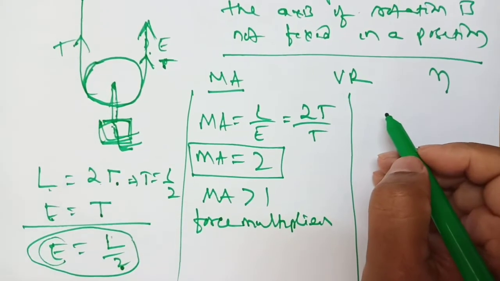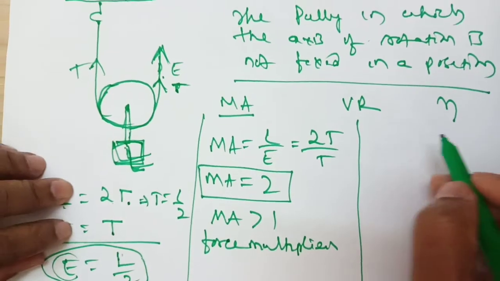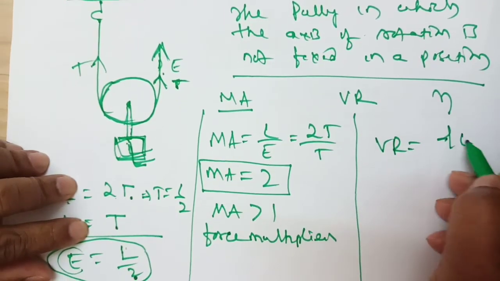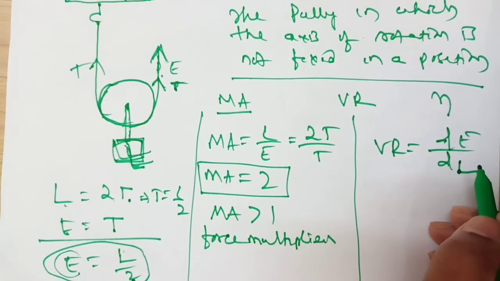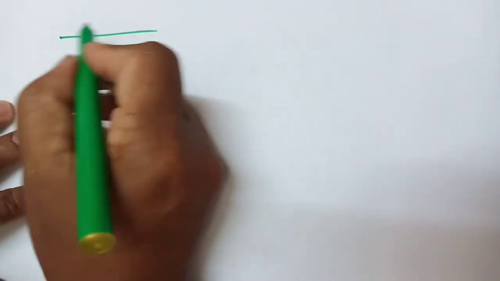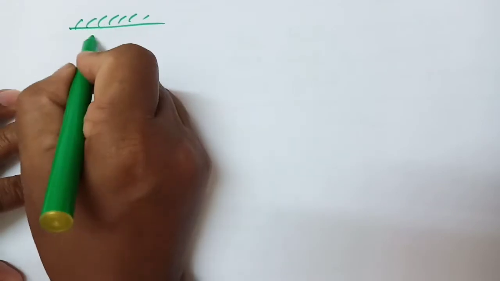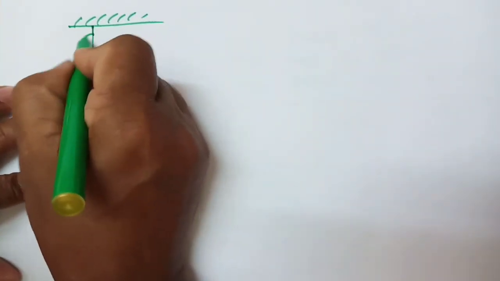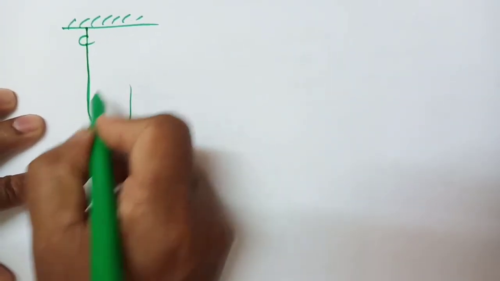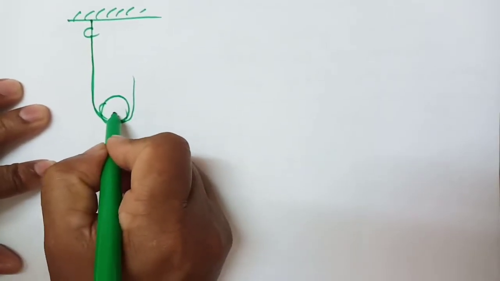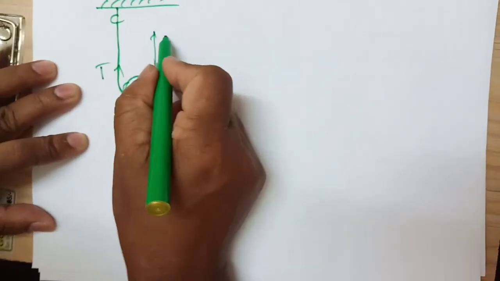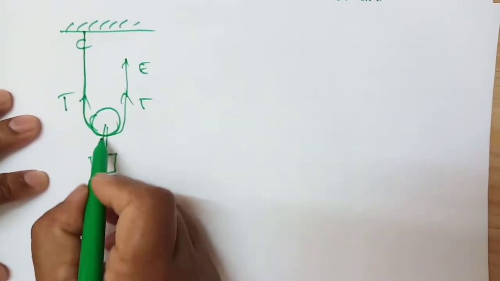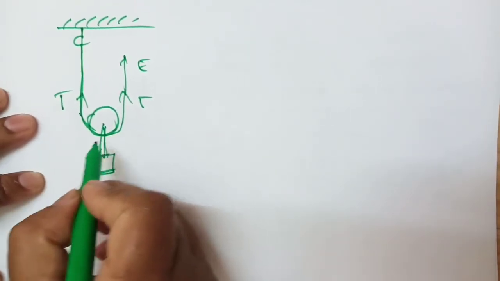Now come to VR, very important, velocity ratio. Velocity ratio is displacement of effort by displacement of load. Now see the diagram. As I told you, this hook, this is a single movable pulley, this is the load, this is tension, this is the effort, this is tension.